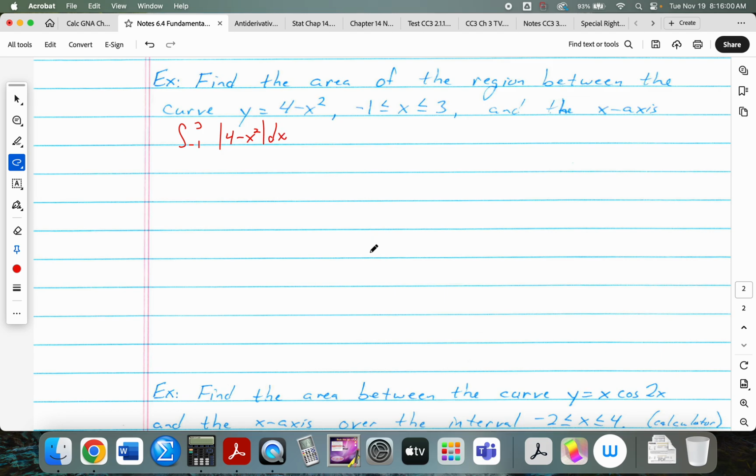Now, if this is a calculator active problem, you're good to go. You can just put that into the calculator, crank out a number, and you're off and running. But if you're having to do this by hand, and you will have to do this by hand, you've got to go, all right, well, how am I going to do this? So a quick sketch of what this graph looks like. 4 minus x squared, well, that's going to be an upside down parabola or a downward facing parabola.